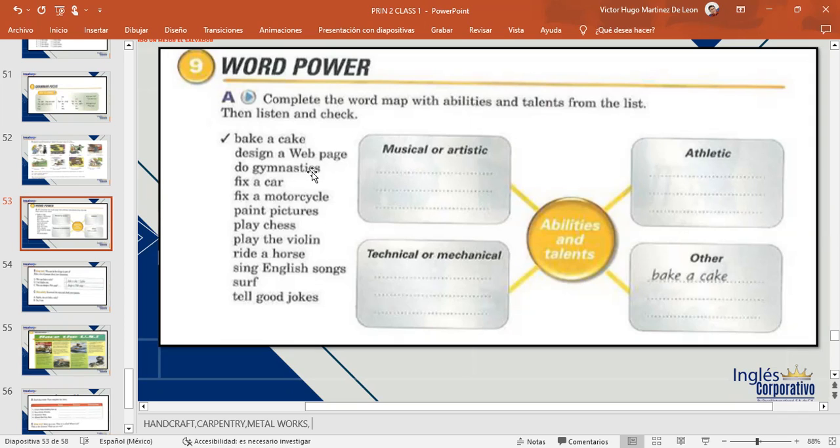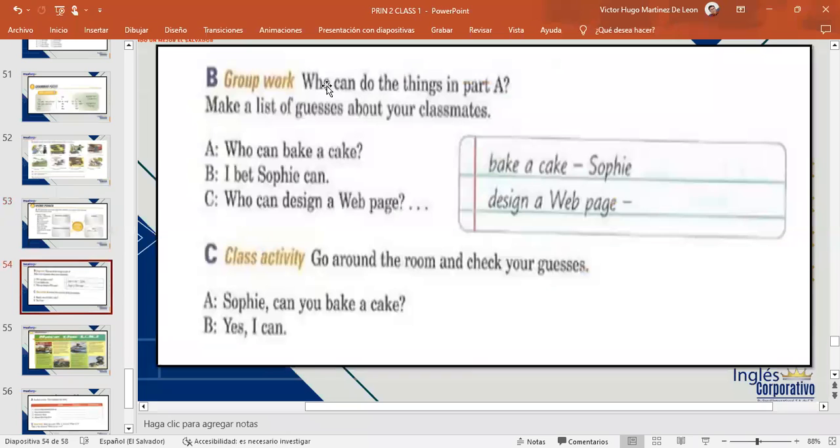Do gymnastics. Swim, surf. Okay. Basketball, play basketball. Do yoga, do karate. Okay, with that information, who can do these things in part A? Make a list of guesses about your classmates.